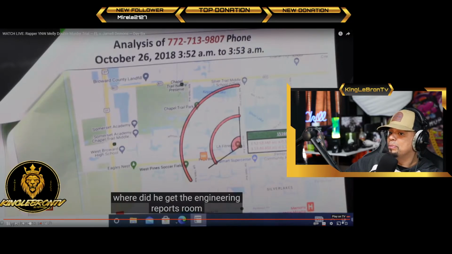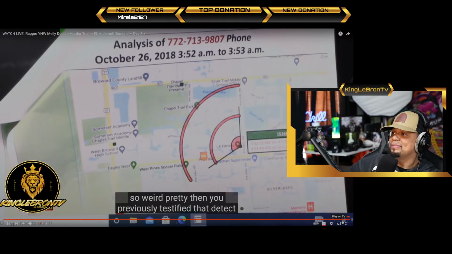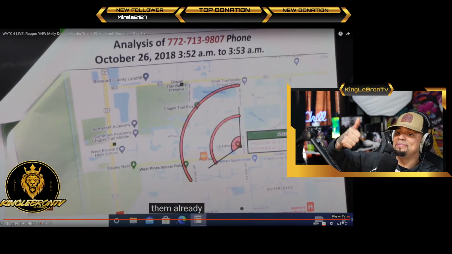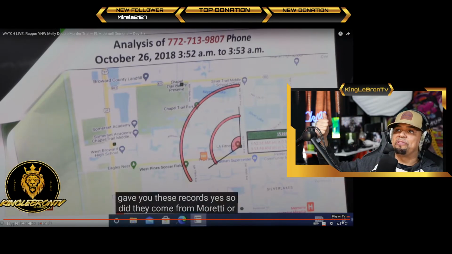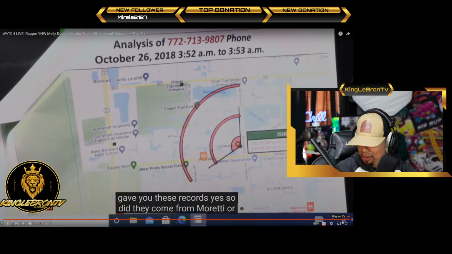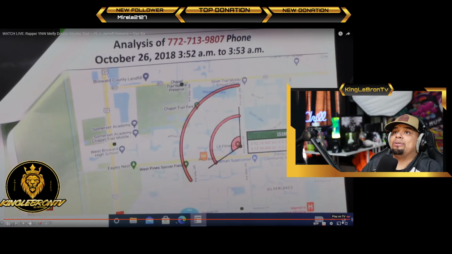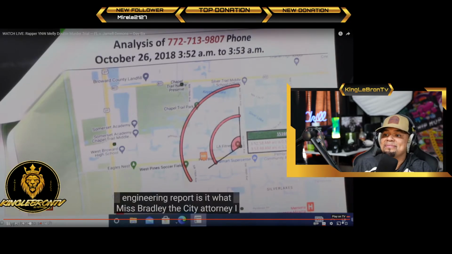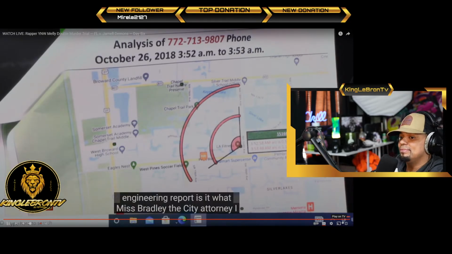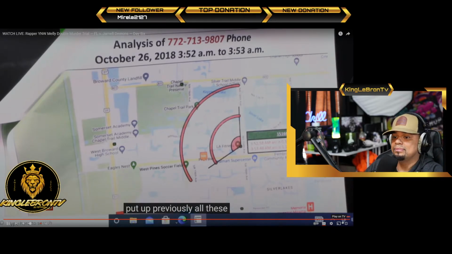From T-Mobile. So didn't you previously testify that Detective Moretti gave you these records? Yes. But you got them from T-Mobile? From Moretti? From T-Mobile. From Detective Moretti. All right. From T-Mobile. And so the engineering report, is it what Ms. Bradley, the state attorney, had put up previously, all these numbers and environments?